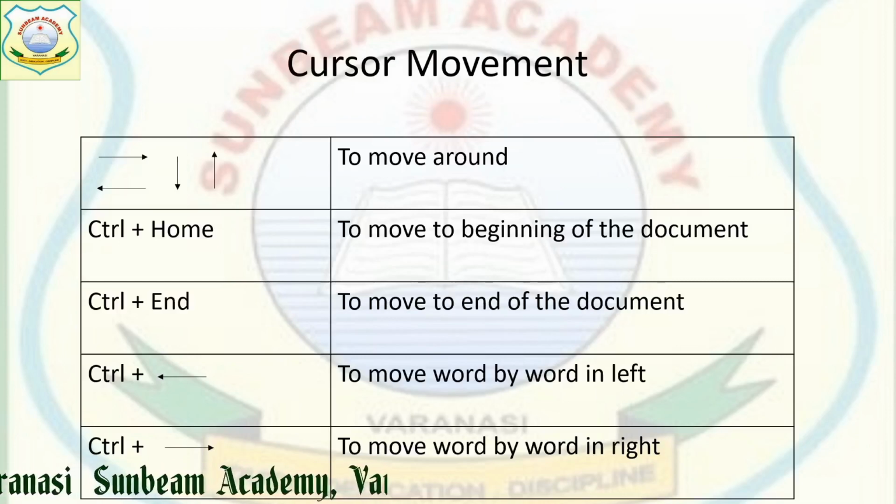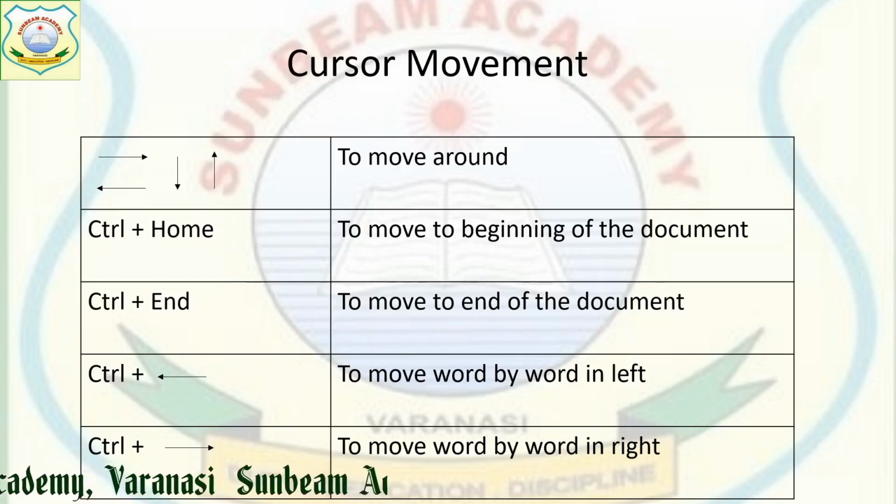What is movement of cursor? From its position, to change the location of the cursor for editing, that is cursor movement. Here I have given you a chart. Four arrow keys we are having: left, right, top and bottom. With the help of these four arrow keys, we can move around the text.